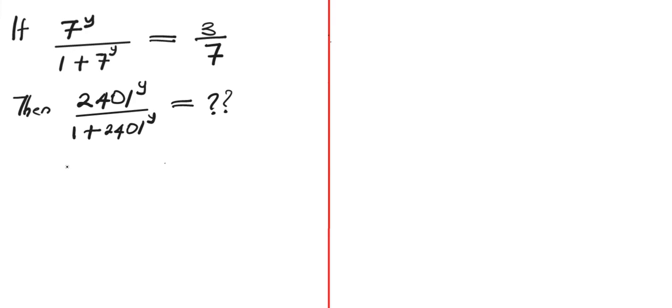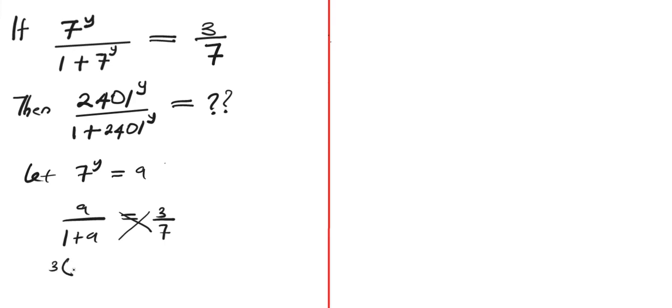In order to solve this interesting problem, the first step is for us to equate 7 power y to a constant. In this case, we are going to use a variable a. So let 7 power y equal a. The next step is to insert a where we have 7 power y in this equation. So we have a divided by 1 plus a equals 3 over 7. Next, we cross multiply and find the value of a. So we have 3 multiplied by 1 plus a, 3 into 1 plus a equals 7 multiplied by a.